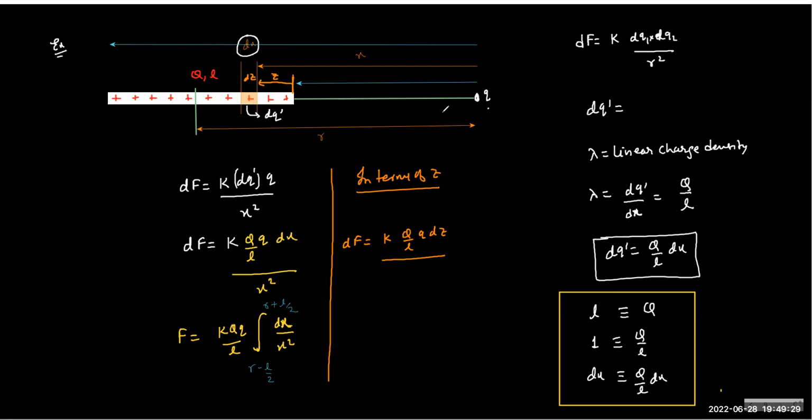Yes. R minus L by 2 plus Z. Exactly. Excellent. R minus L by 2 plus Z over this is the answer. And when you integrate here, the limit will be 0 to L. That's it.